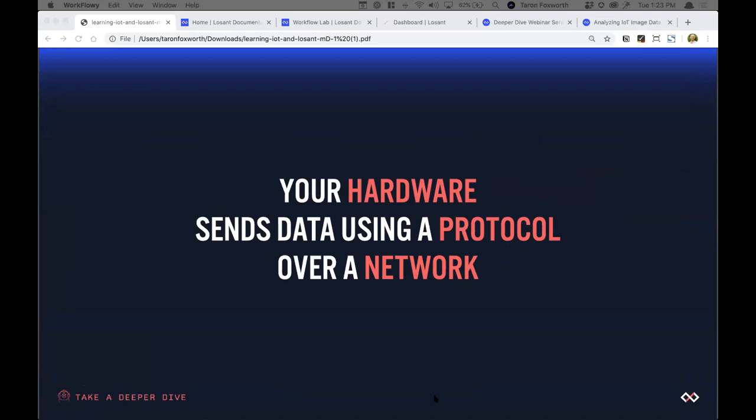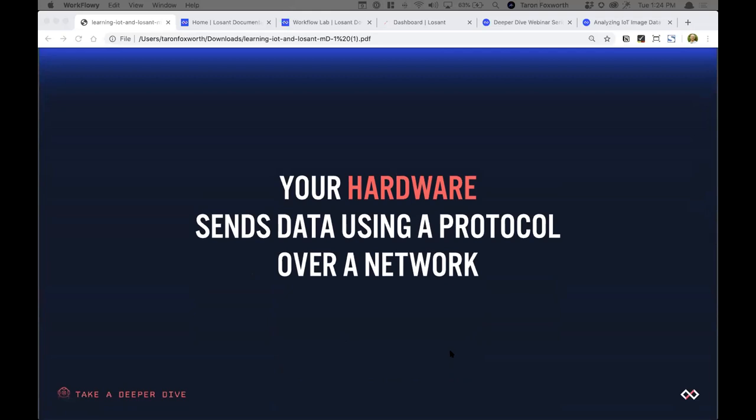So when I'm in my develop stage, I like to repeat this sentence to myself. What I find is that these three things commonly get overlapped and misunderstood. So your hardware sends data using a protocol over a network. This helped me frame where hardware sits in the picture, where protocol sits in the picture, and where network sits in the picture. But during our develop stage, we have to understand all three together in one sentence to really move through this stage successfully.